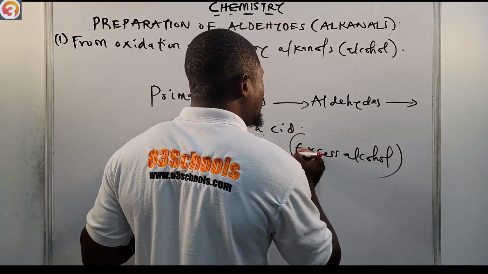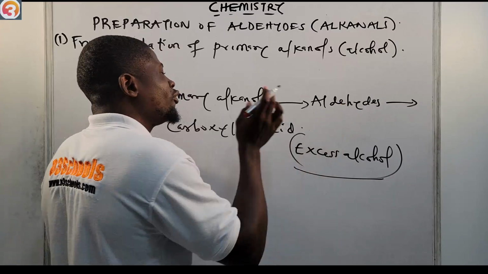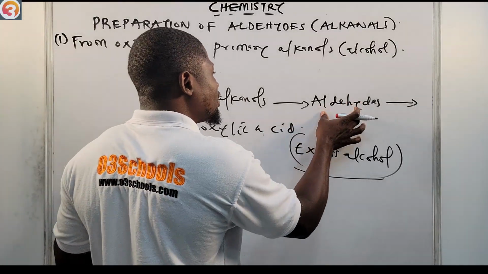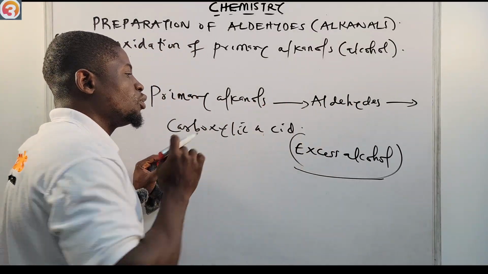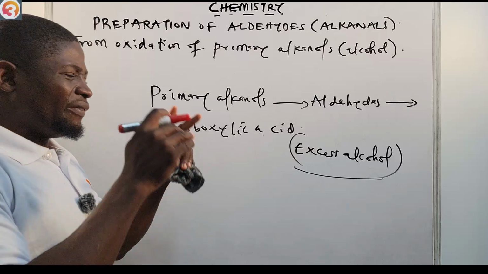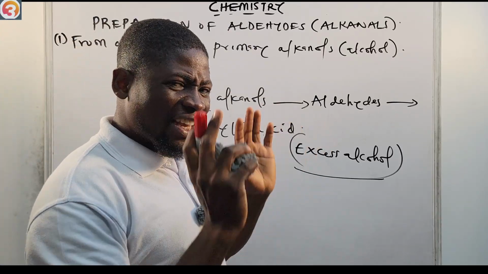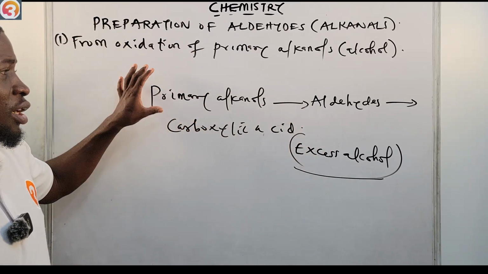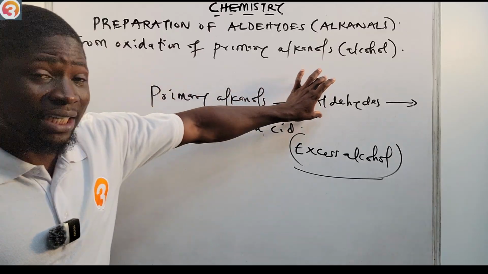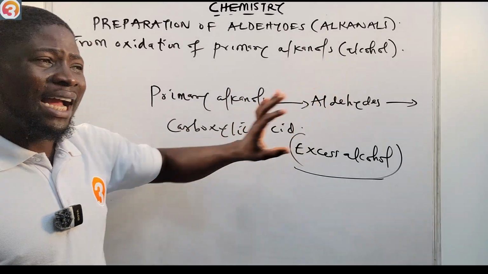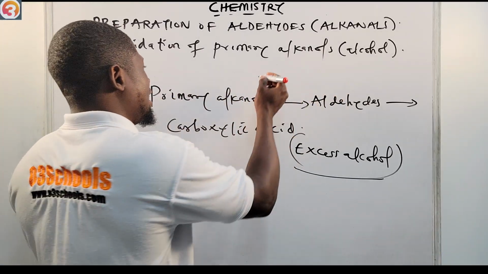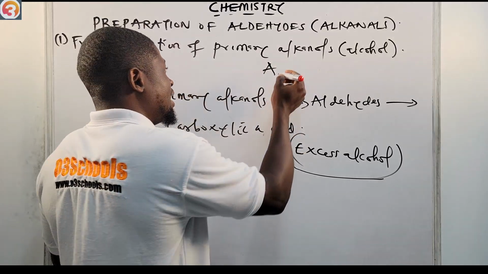Okay, so this excess alcohol will prevent the further oxidation of this alkanal, or this aldehyde, into carboxylic acid. Okay, so that is one of the first methods. That is the first method that we're using in preparing aldehydes or alkanals.